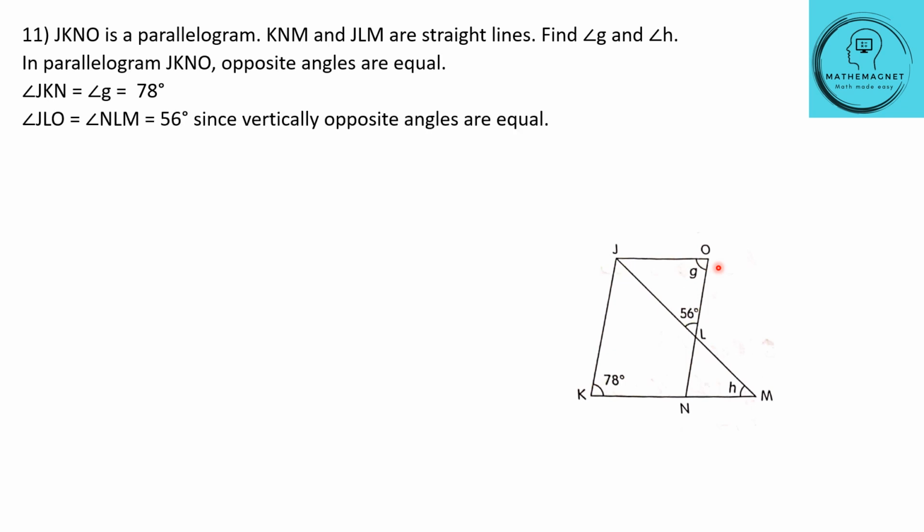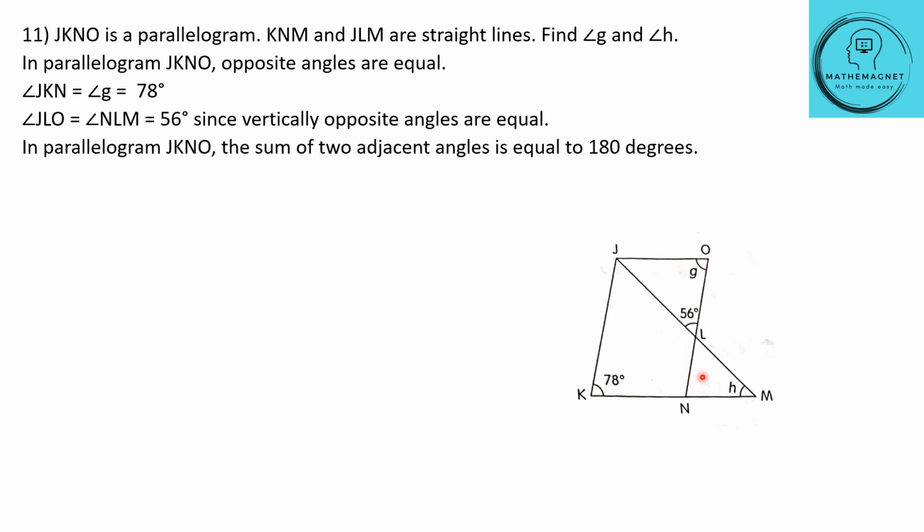To do that, we know JLO is 56 degrees, which will be equal to NLM, as these two are vertically opposite angles, so this will also be equal to 56 degrees. Now we have found that one. Considering this, we are going to concentrate on this triangle NLM. Over here we know one angle is 56 degrees. The third angle is the question. Now let's find out the second angle.